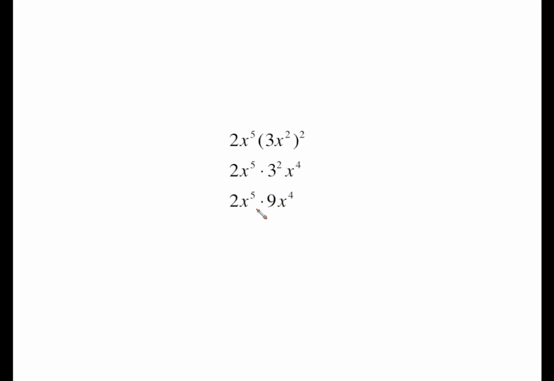This now is the other rule. This is the product rule. When multiplying things with a common base, we are going to add the exponents. The 2 and the 9 are regular coefficients. We just multiply those. 2 times 9 gives us 18. With the x to the fifth times x to the fourth, keep the base and add the exponents.